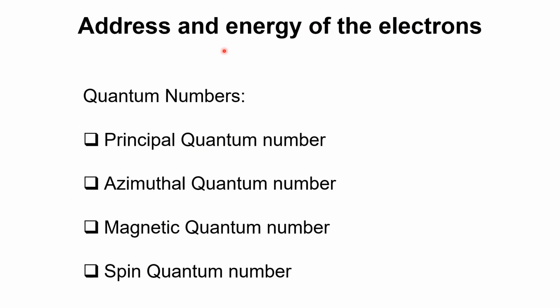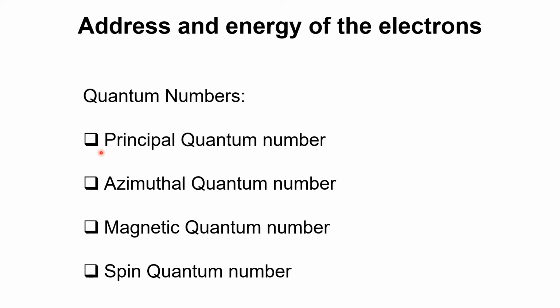We know that the electrons are revolving around the nucleus, but what is the energy of those electrons? How can we tell which electron is revolving where? We need to tell the address of the electron. This address and energy is represented by the quantum numbers. There are 4 quantum numbers which tell about these two factors.